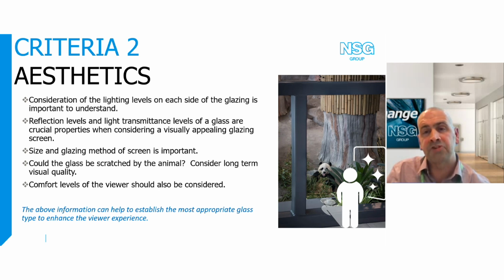Size and glazing method, for example, is the opening split into a number of panels, or is it fully framed, or is it structurally glazed? If there's a risk of an animal scratching the glass, then heat strengthened or toughening the glass increases the surface strength and scratch resistance. Comfort levels of the viewer should also be considered.